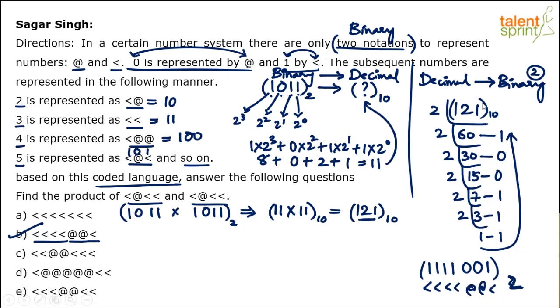So I think both the steps are important, right? How to convert binary to decimal and decimal to binary. You'll be able to get the answer easily. So what did we do here?